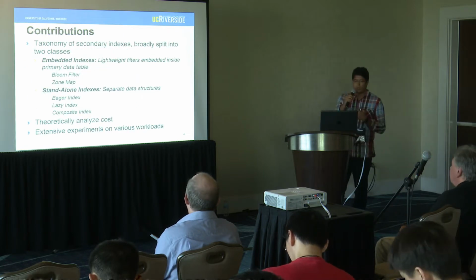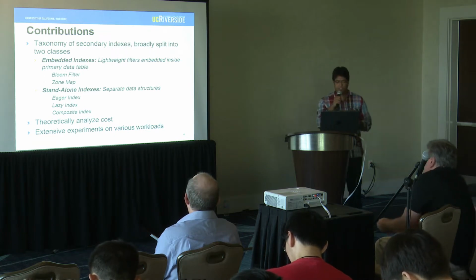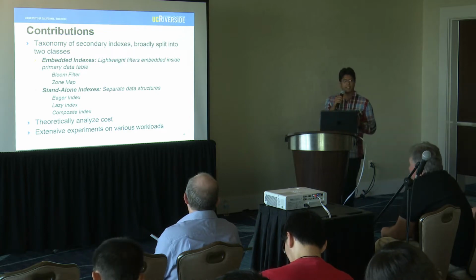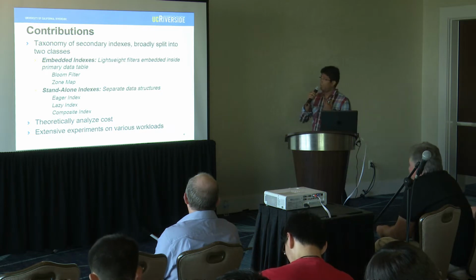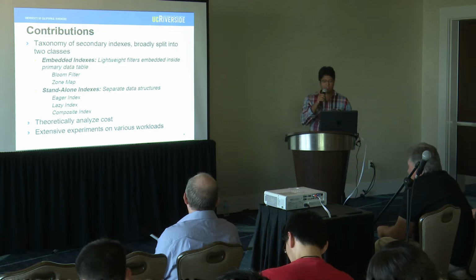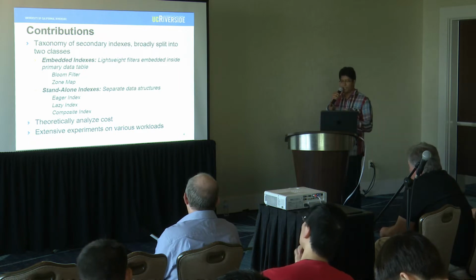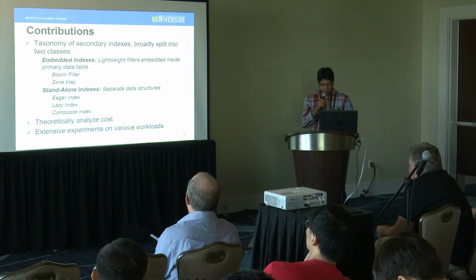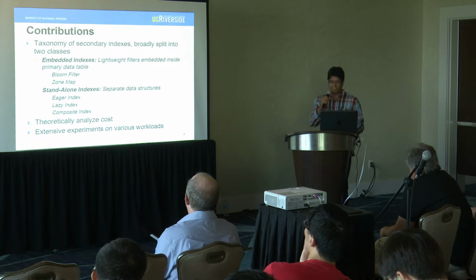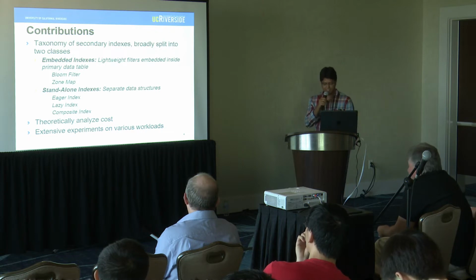So the contribution is we present a taxonomy of secondary indexes broadly split into 2 classes. First is embedded index, which are lightweight filters embedded inside the primary data table. The examples are Bloom filter and zone maps. And the other class is standalone indexes, which are separate data structures. We implemented 3 standalone indexes named eager, lazy, and composite. We couldn't talk about the composite index in this session, but please feel free to read our paper, and you can also come to the poster session.